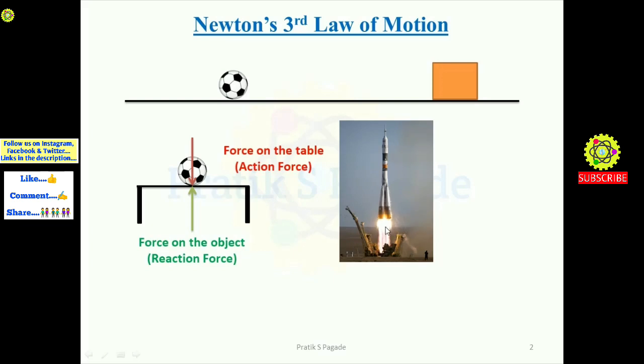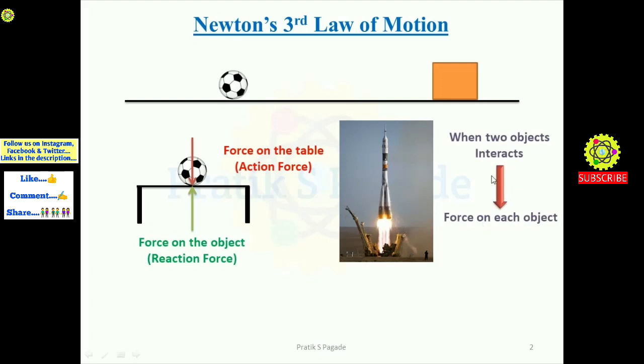This force applied by the rocket in the form of fire force is applied on the air, okay. This is action force applied by the rocket on the air from its tail in the form of fire force. As you can see here, this is action force, and the air also applies, in this case, the reaction force on the rocket. Because of this, rocket moves upward in the sky, okay.